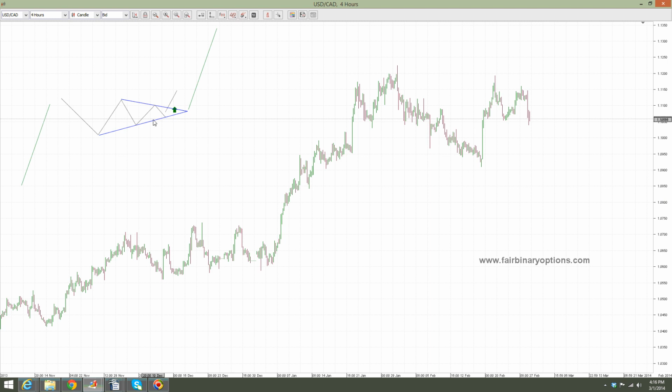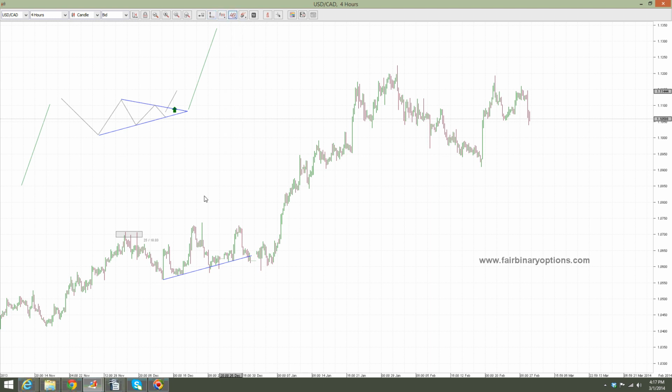In our situation here, this is the US dollar Canadian dollar 4-hour chart, and this 4-hour chart has the following contracting triangle. So price goes from the highs here and starts with a 5-wave structure. Wave A to the downside.